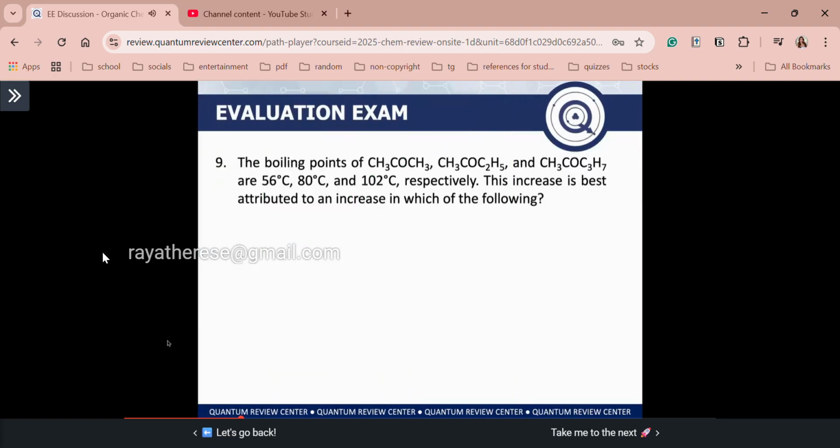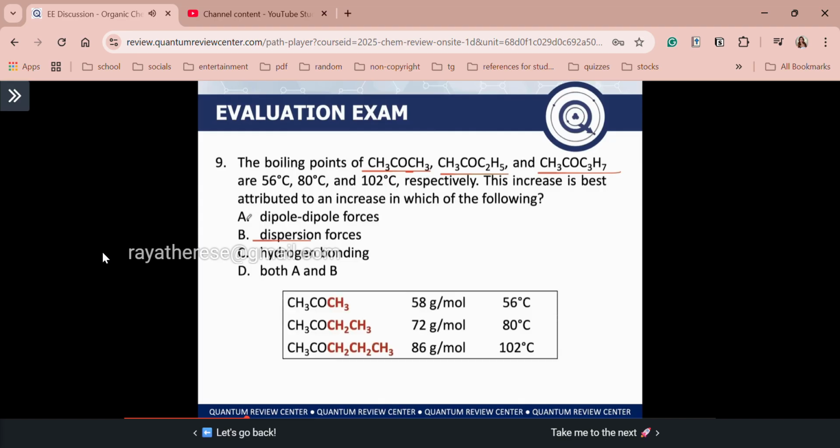The boiling points of the following carbonyl-containing compounds are 56 degrees, 80 degrees, and 102 degrees Celsius, respectively. This increase is best attributed to an increase in which of the following? Class, from the previous slides, if you are going to analyze the difference between these 3 organic compounds, we are increasing the molar mass because we are adding carbon and hydrogen atoms. Class, remember, kapag ini-increase po ang molar mass, this will be in our dispersion forces differences. Alright? So class, here is our particular tabulation ng molar masses nila. And as you increase the molar mass, again, I repeat, your London dispersion forces or van der Waals forces will also increase. So number 9, answer is letter B.